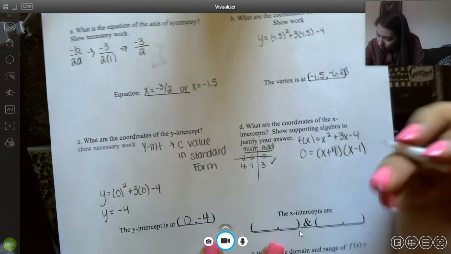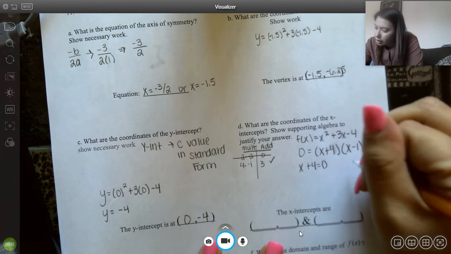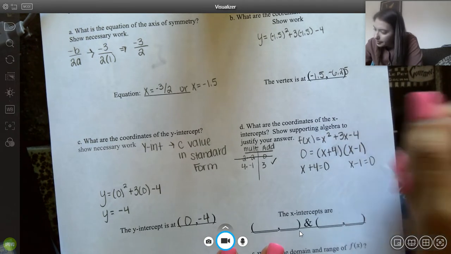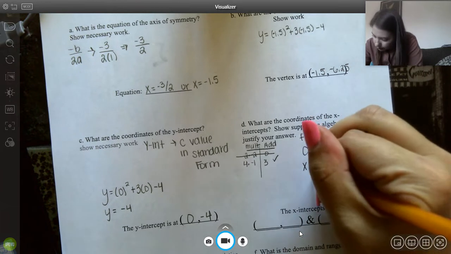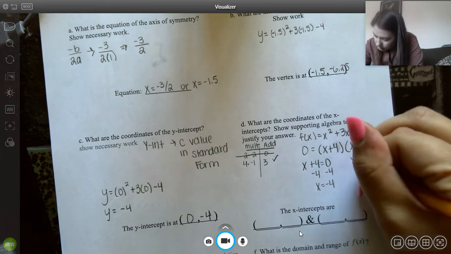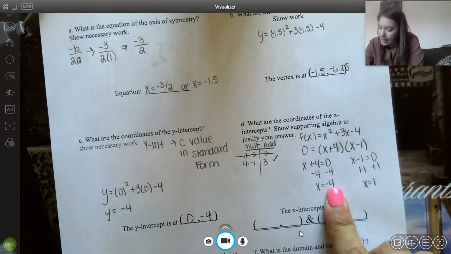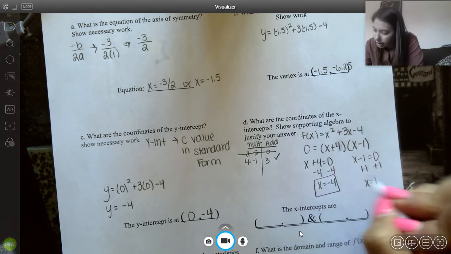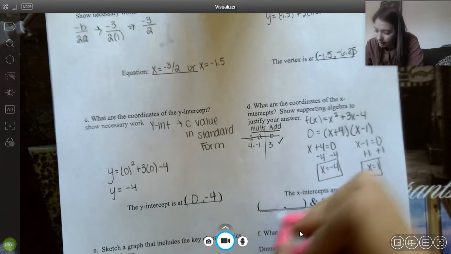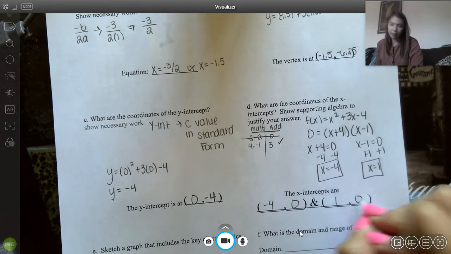So therefore, we can set x plus 4 equal to 0. We can set x minus 1 equal to 0. And we can subtract 4 from both sides. You get x equals negative 4. We can add 1 to both sides. We get that x equals positive 1. And we're actually going to take these two values and use them for our intercepts. So we know that our x-intercepts are negative 4, 0, and 1, 0.